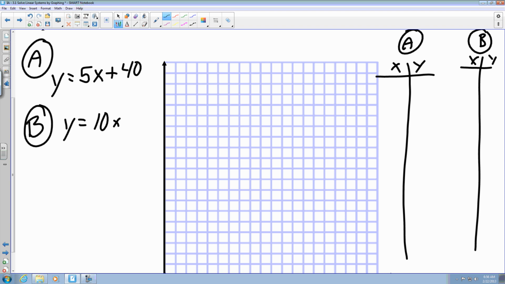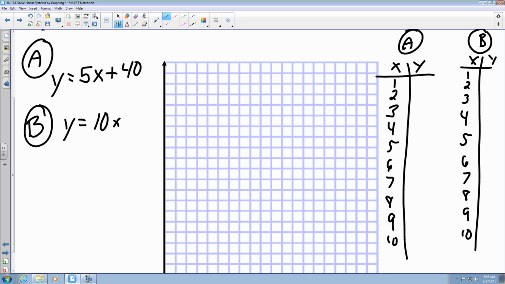What I'm going to do is place values in for x, going 1 to 10. And I'm going to do the same here. So I want to find out when x is 1, what my y is for option A. That happens to be 45. If it's 2, it's 50, 3, 55, 4, 60, 5, 65, 6, 70, 7, 75, 8 is 80, 9 is 85, 10 is 90.